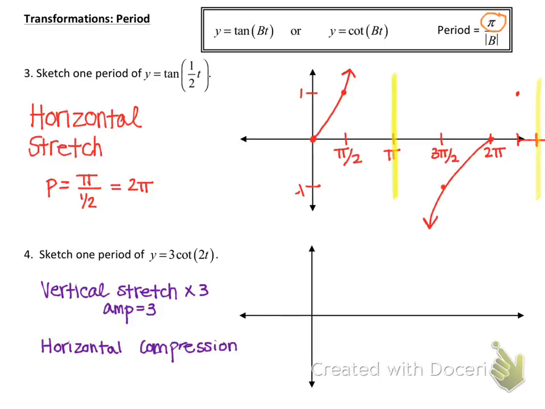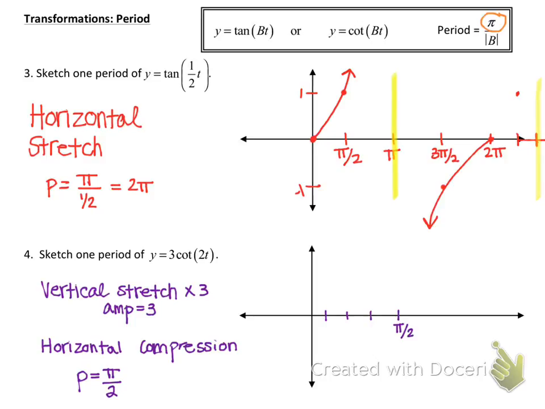So since we affected our horizontal axis, we know we're going to have a new period. So the value next to t is 2, so pi over b, which just turns into pi over 2. So that's my period. So this is really compressed. So that means I'm going to have 1, 2, 3, 4 intervals, and over here we have pi over 2.